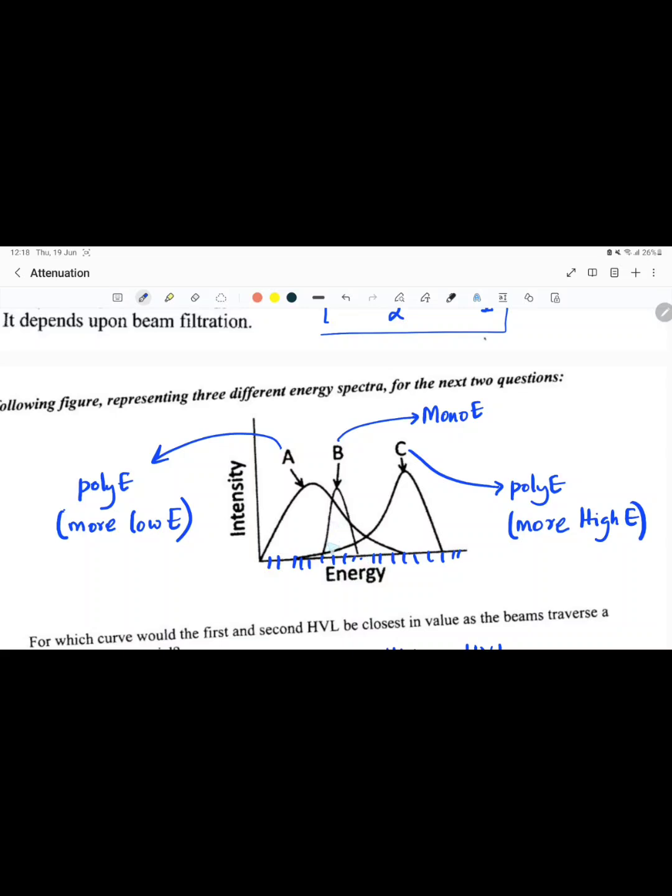Okay, so for curve B, almost all of the photons are of the same energy, so it is a monoenergetic curve. Curve A has both low energy and high energy photons, so it is polyenergetic. Even C has low energy and high energy photons, so again it is polyenergetic. But curve A has more lower energy beams, and curve C has more high energy beams. All right, so with this information, let's try to solve the two questions.